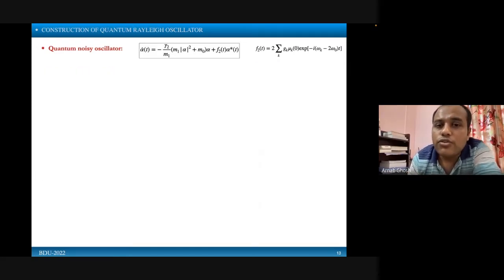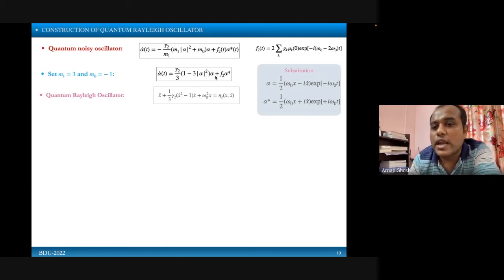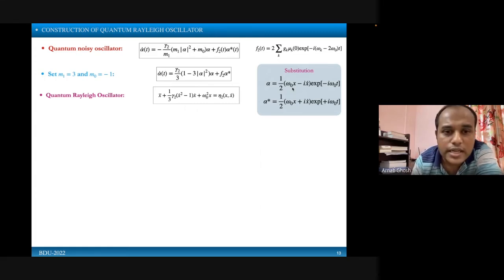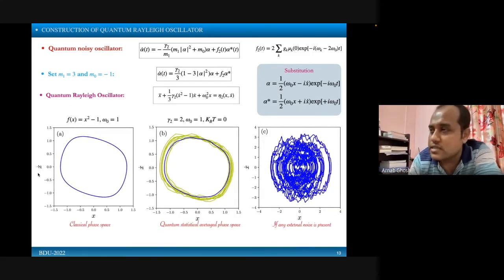On the other hand, to recover the Rayleigh oscillators, the choice of M1 and M0 is the following, which matches with this one. Now again, if you substitute alpha and alpha star by this one, in order to get this x dot, I have to make these kinds of substitutions, which is dimensionally correct, and I will then recover exactly the quantum analog of the Rayleigh oscillators. Again, one can cross-check with the numerics and get similar effects.